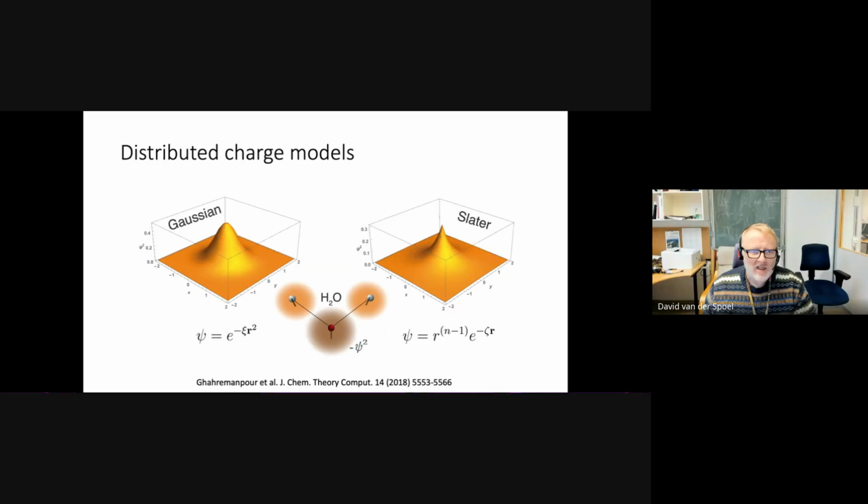Just to remind you that we have two popular ways of distributing charges. First is using a Gaussian function, which has this equation, and second using a Slater function. The Slater function is famous, of course, for being the analytical solution of the Schrödinger equation for the hydrogen atom. It is usually slightly more accurate than the Gaussian, but it's also more expensive to calculate. So we stuck to Gaussians anyway.